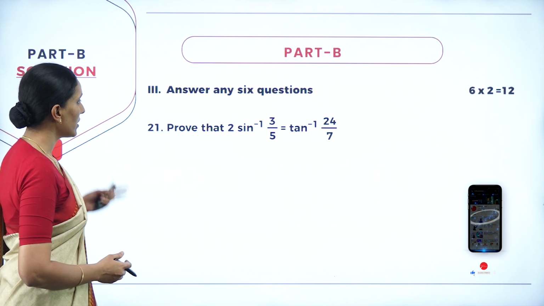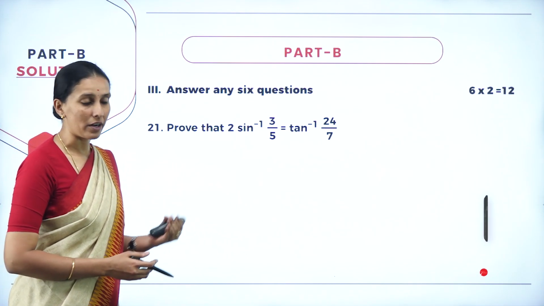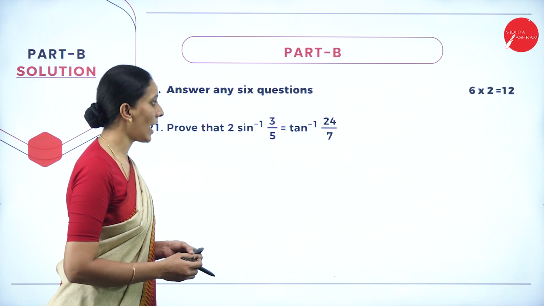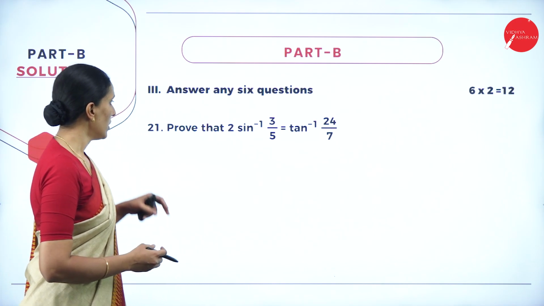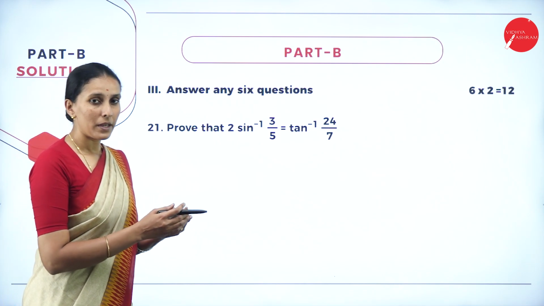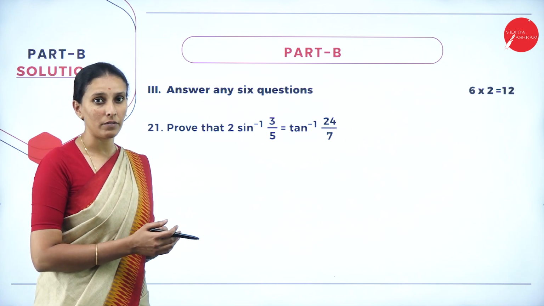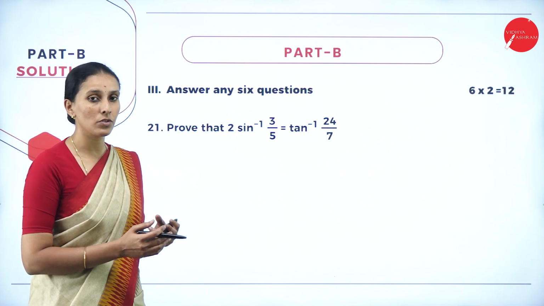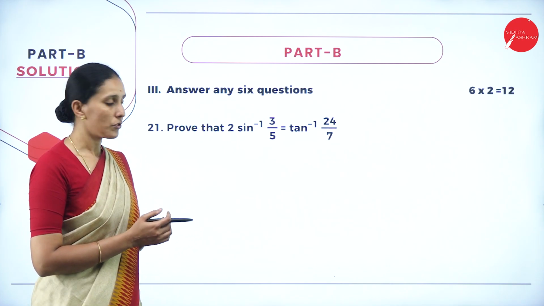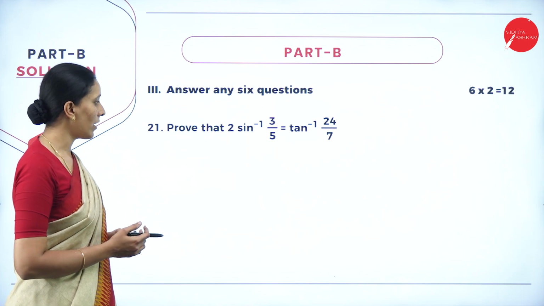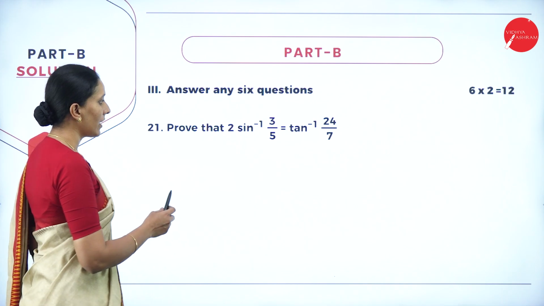So the first question will be from inverse trigonometric functions. Prove that 2 sin inverse 3 by 5 is equal to tan inverse 24 by 7. This 2-mark question may be asked as proofs of 2 sin inverse x, 3 sin inverse x, 3 cos inverse x. Other than that, you can expect questions on principal value branches also, or questions of this type, prove that kind. So here, let's take this question now.